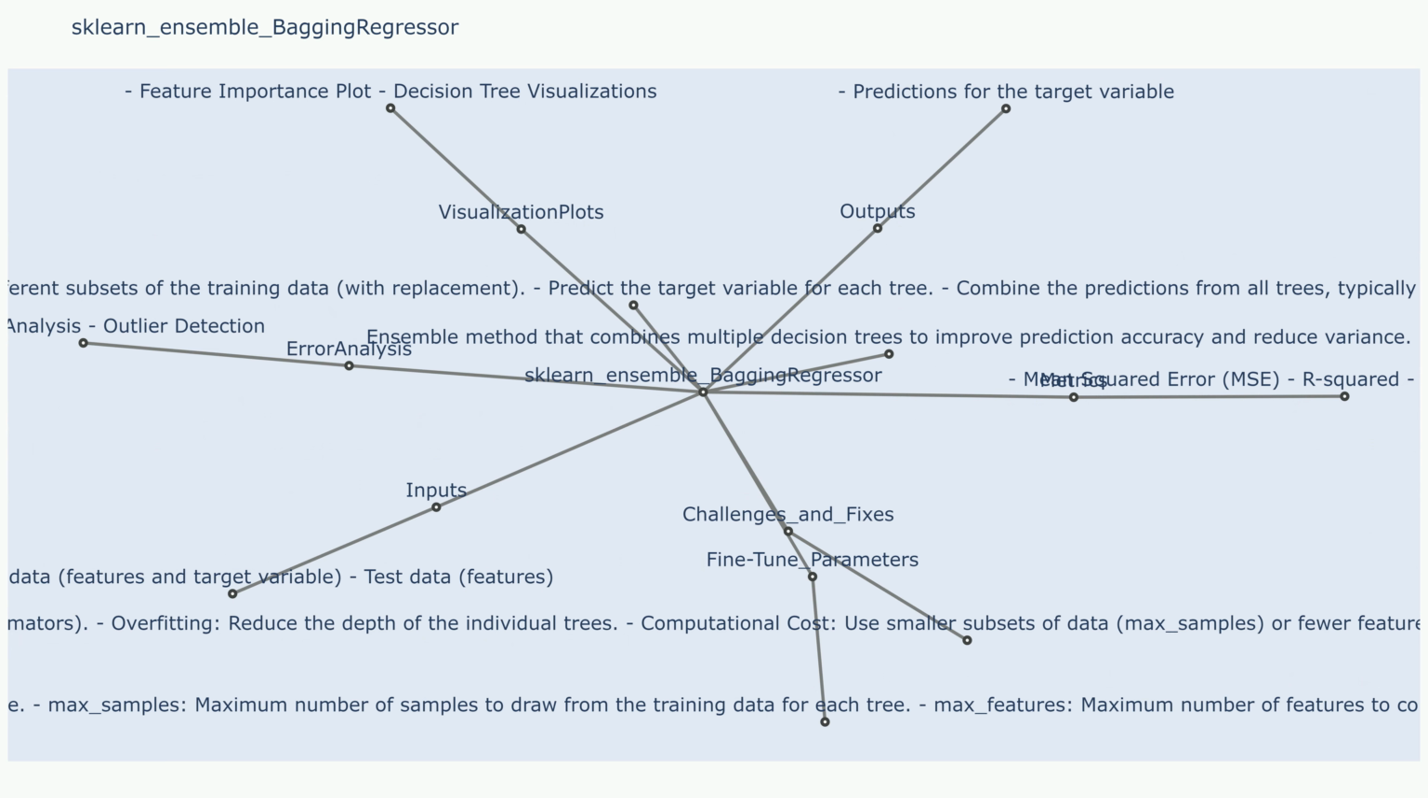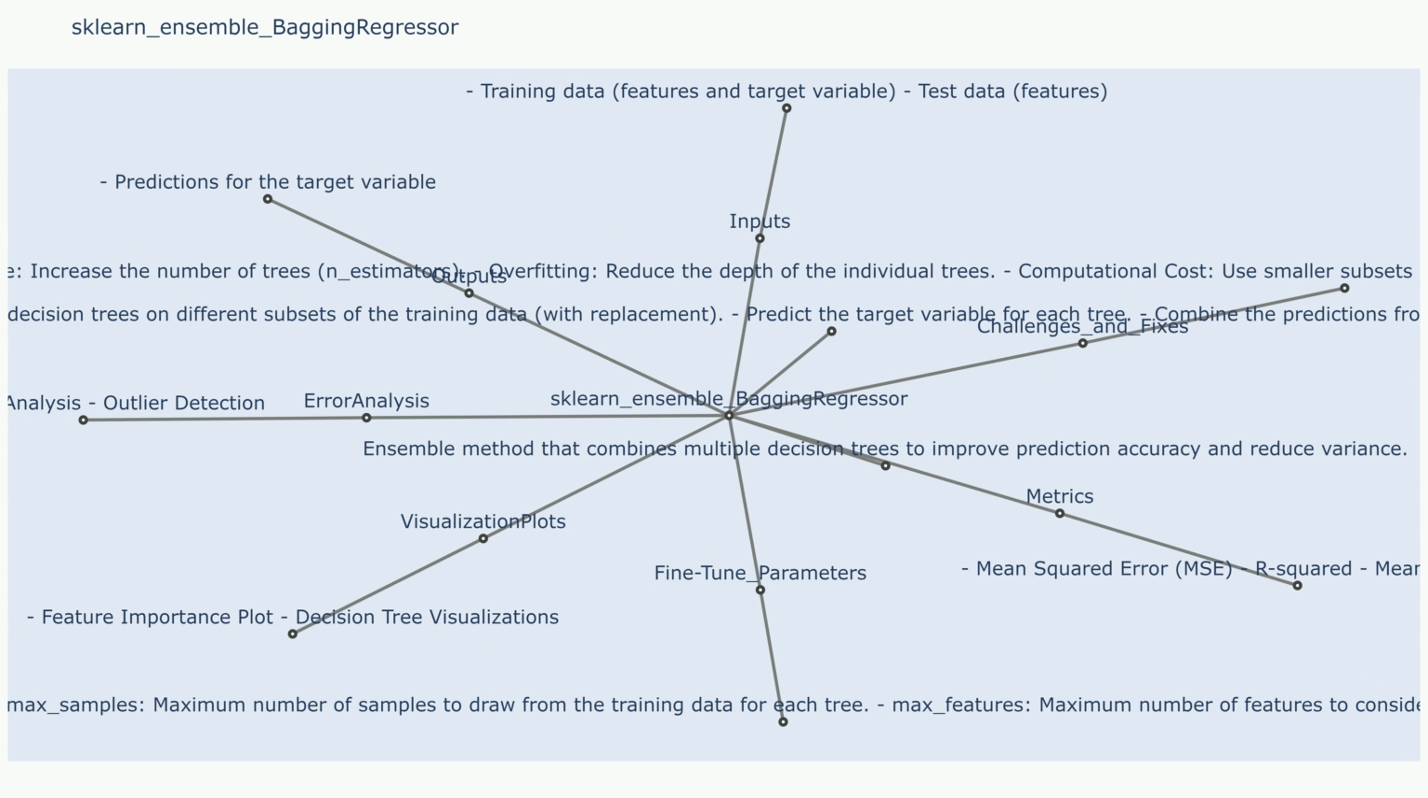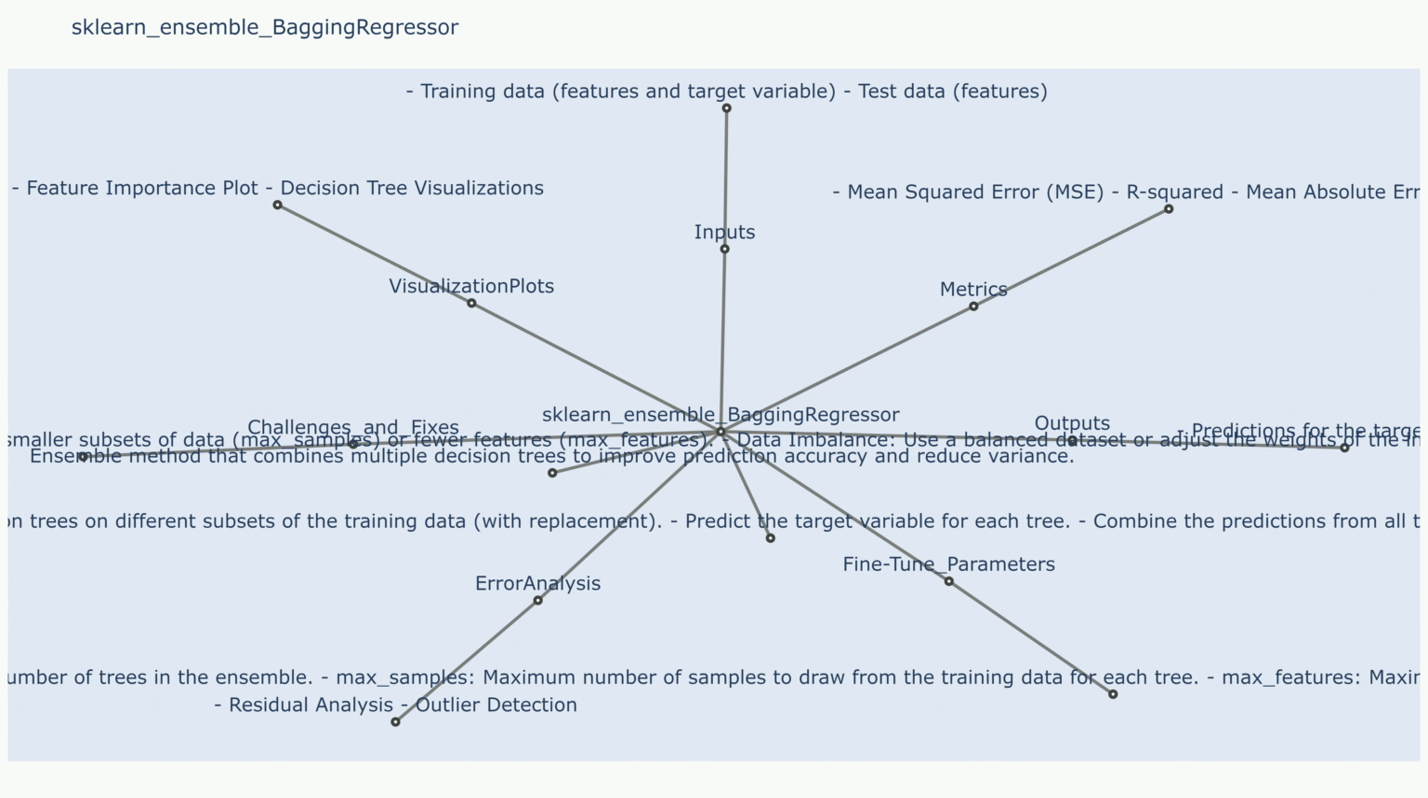Max samples. This parameter controls the maximum number of samples to use when creating each decision tree. A value of 1.0 means that all samples are used, while a value less than 1.0 means that a random subset of samples is used. Max features. This parameter controls the maximum number of features to use when creating each decision tree. A value of 1.0 means that all features are used, while a value less than 1.0 means that a random subset of features is used.